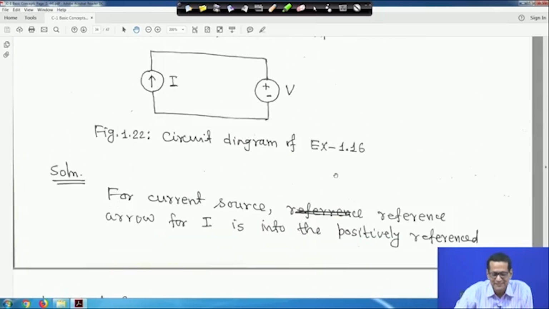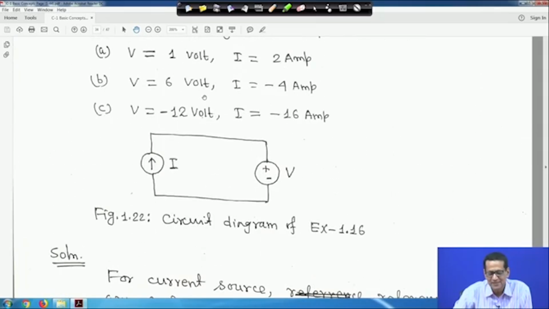Now next one, it is given, look, that V is equal to 6 volt, but I is equal to minus 4 ampere. So in this circuit, I am drawing it again for your understanding. This is case B. So V is equal to 6 volt, but your current is I is equal to minus 4 ampere. That means the direction of the current will be reverse.